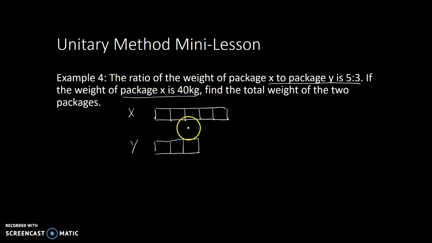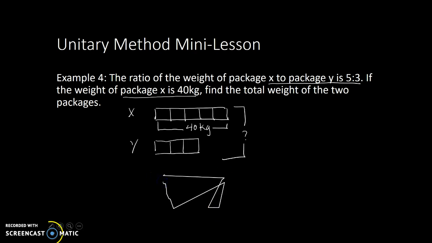If the weight of package X is 40 kilograms, it means we're going to assign all the units for package X to 40 kilograms. And then let's deal with the last piece, now the question, I guess. Find the total weight of the 2 packages. So this is what we want right here. Okay. So this time we have 5 units. We have 5 units equal to 40 kilograms.